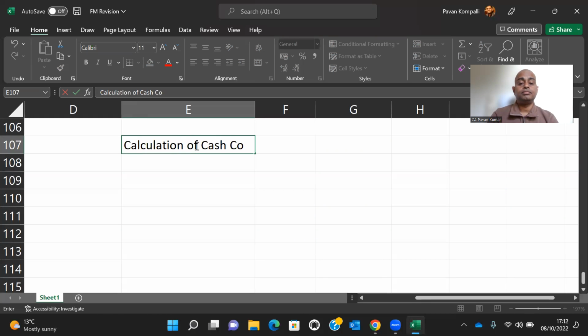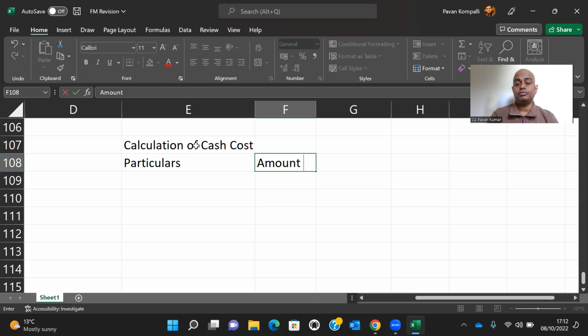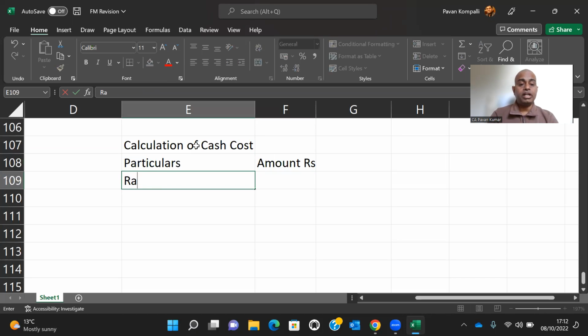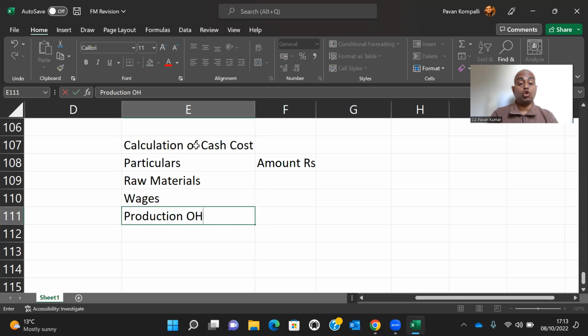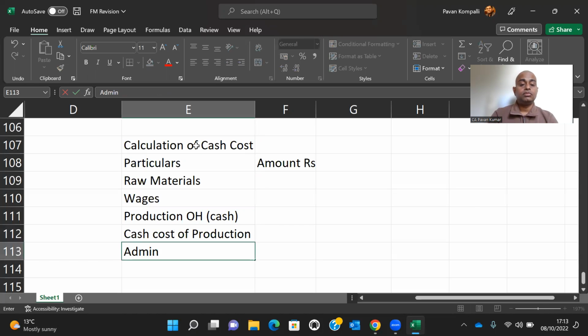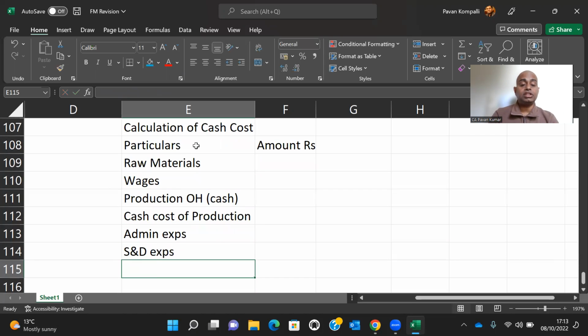cash cost. Particulars, amount rupees. Raw materials, wages, production overheads, only cash portion, cash cost of production, admin expenses, selling and distribution expenses, total cash cost.